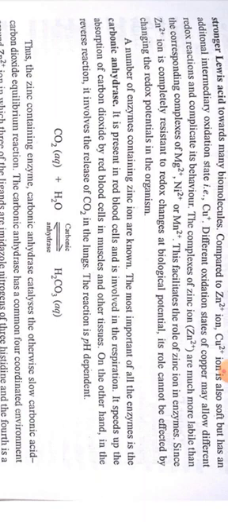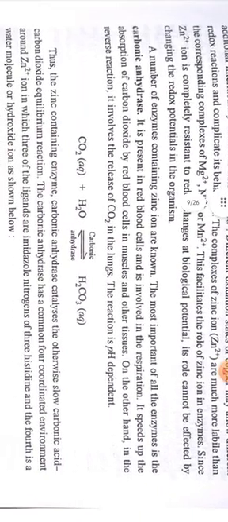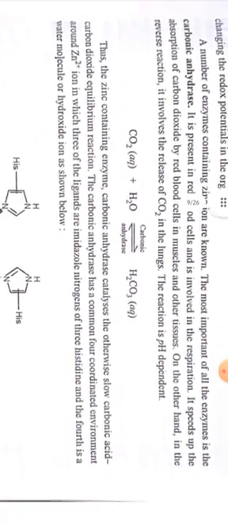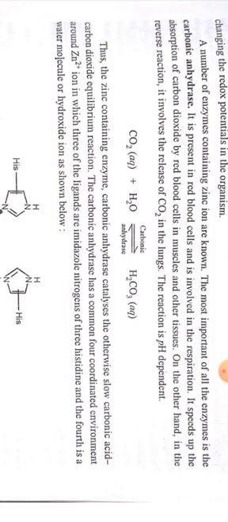Since Zn 2+ ion is completely resistant to redox changes at biological potentials, its role can't be affected by changes in the redox potentials in the organisms. A number of enzymes containing zinc are known. The most important of these enzymes is carbonic anhydrase. It is present in red blood cells and is involved in respiration. It speeds up the absorption of carbon dioxide by red blood cells in muscles and other tissue. In the reverse reaction, it is involved in releasing CO2 in the lungs.